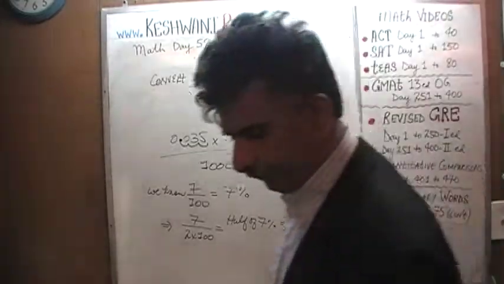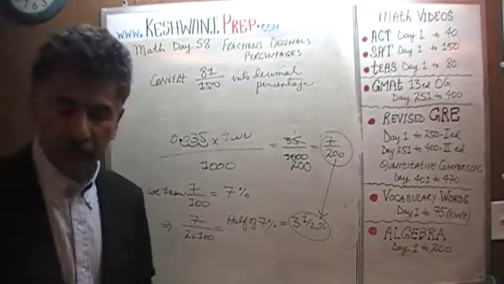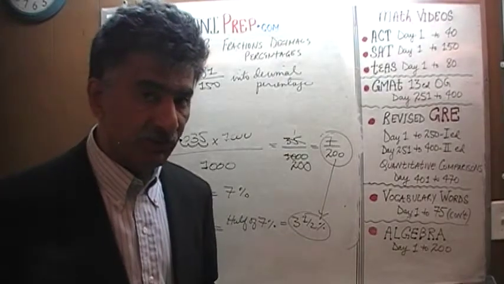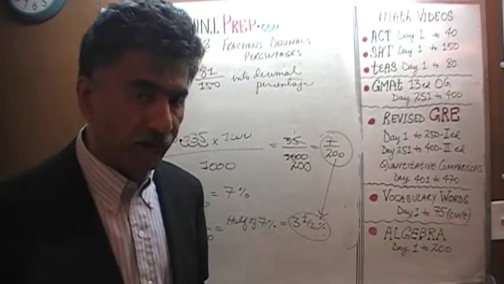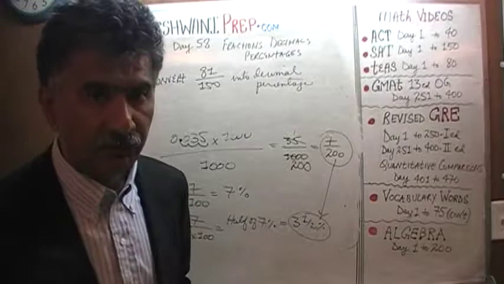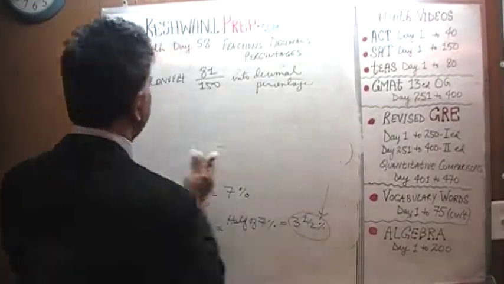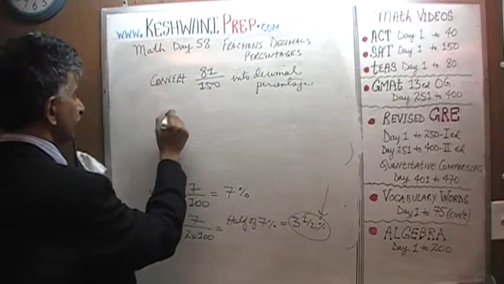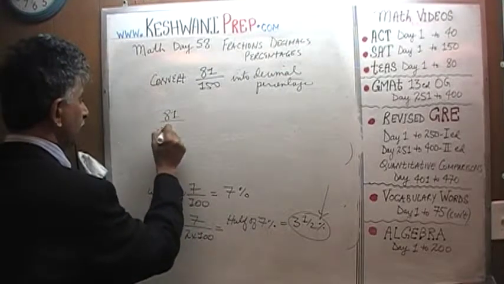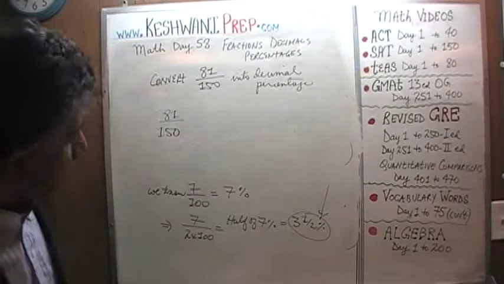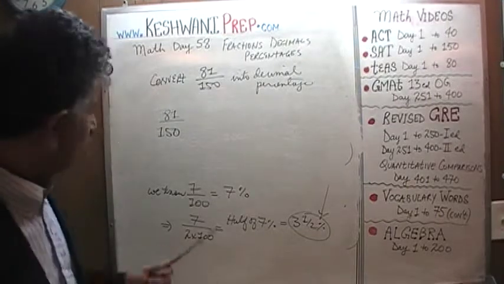Alright, let's see what we can do. As we talked about before, whenever we have to convert a given fraction into a percentage or decimal, our job always is to try to convert the bottom into 100 as quickly as possible. Let's do that. Oh, I just noticed something actually.